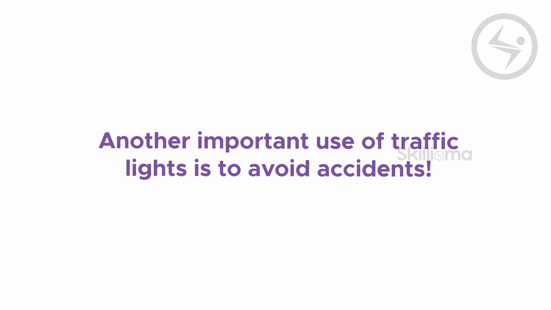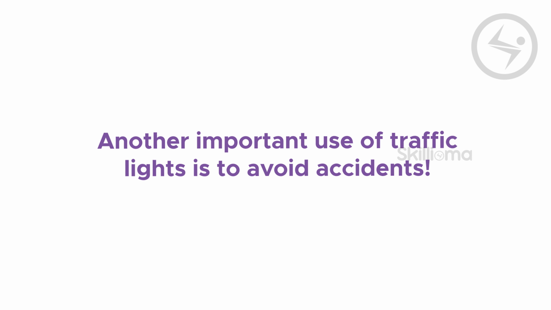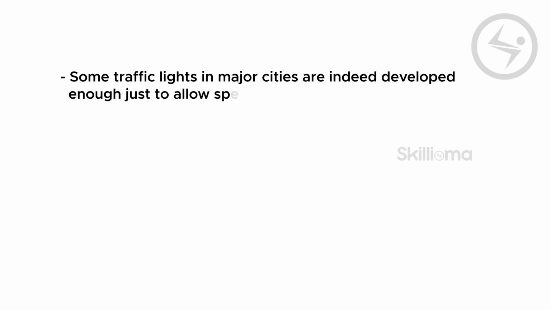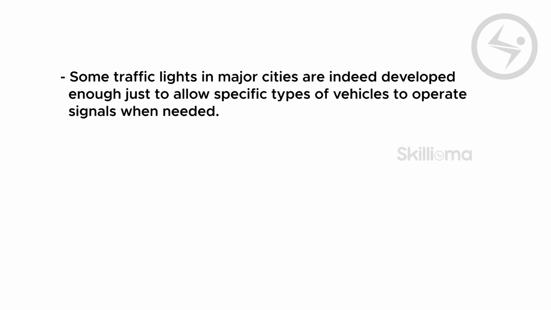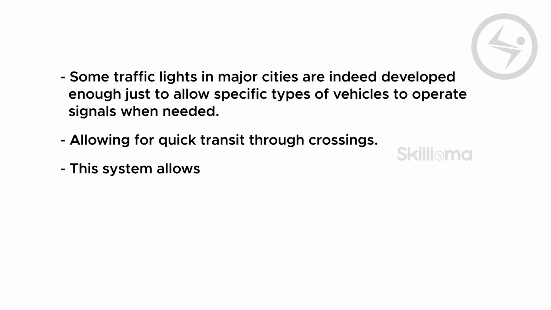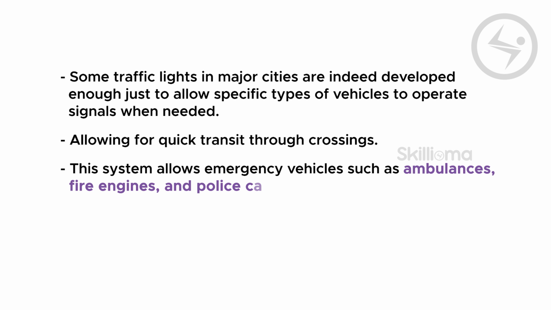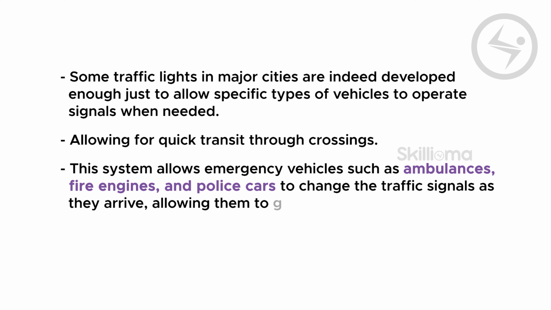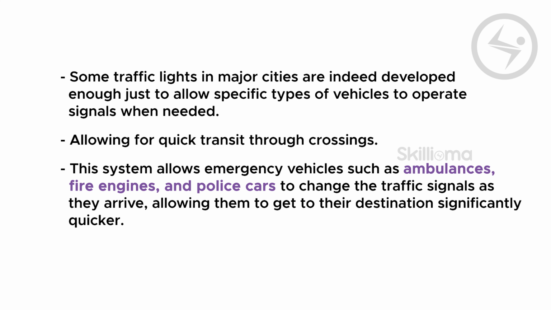Another important use of traffic lights is to avoid accidents. Some traffic lights in major cities are indeed developed enough just to allow specific types of vehicles to operate signals when needed, allowing for quick transit through crossings. This system allows emergency vehicles such as ambulances, fire engines, and police cars to change the traffic signals as they arrive, allowing them to get to their destinations significantly quicker.